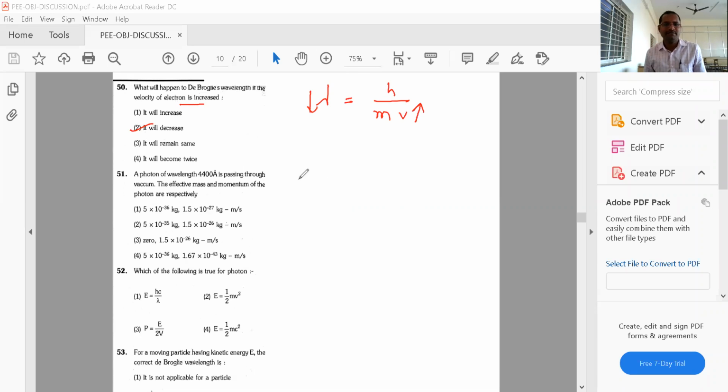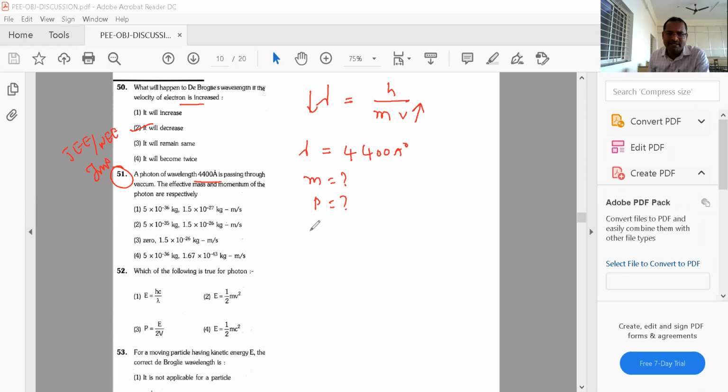Clear? Next, 51. A photon of wavelength 4400 angstrom is passing through vacuum. The effective mass and momentum of the photon is, for JEE and NEET. So the photon has the wavelength they have given, 4400 angstrom. What are they asking? The mass of that photon and the momentum of that photon. Okay, let us find.